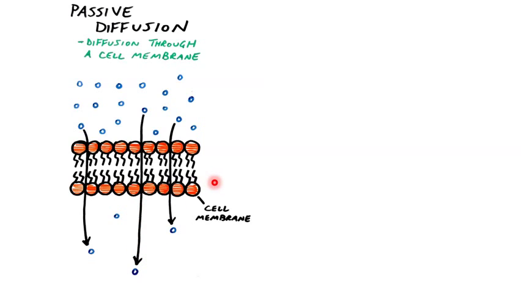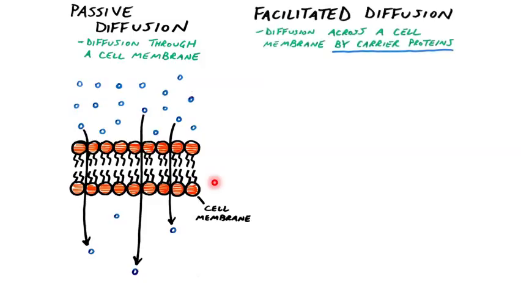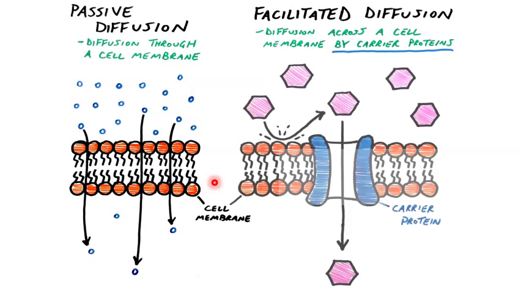Now, what happens then if our particles are too big to squeeze between those phospholipids? In that case, the cell has another strategy. That strategy is called facilitated diffusion. In facilitated diffusion, it's a little bit different than passive diffusion in that materials have to pass through special carrier proteins. All right, so that's how they get across the membrane.